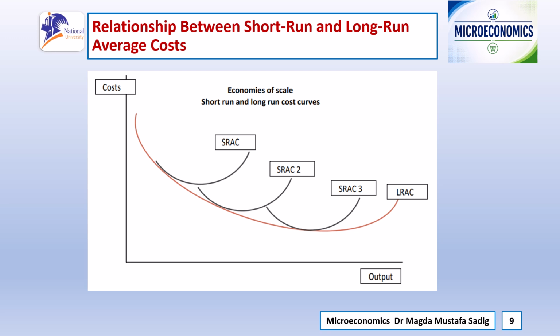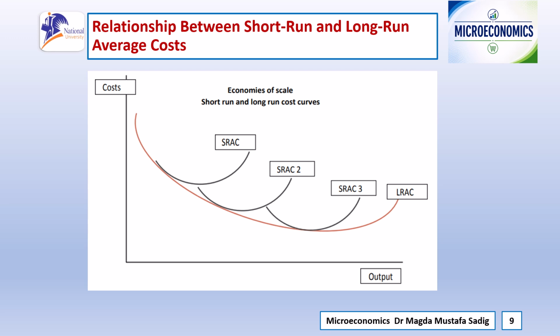Look at the curve, the long-run average cost curve. Let us interpret this graph. The long-run average cost curve usually has a U-shape. There are three sections. First section, the curve slopes downward. Average cost decreases. This represents economies of scale. As output increases, average cost decreases. And this is what we call economies of scale.